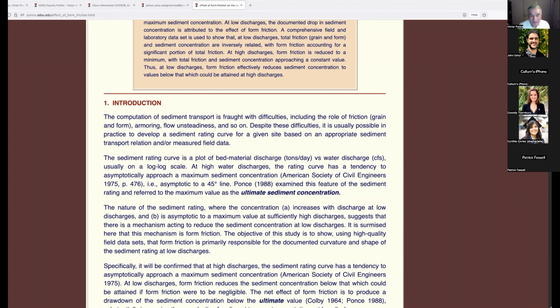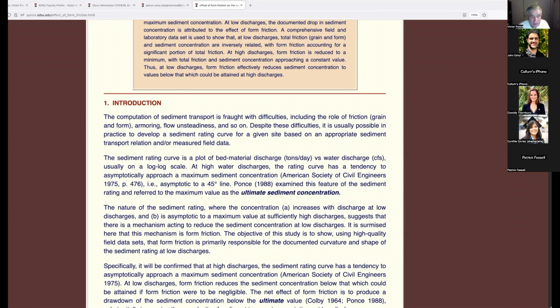You can have hysteresis in there, not just one curve or one loop of hysteresis. You could have an 8 in there, a hysteresis in the shape of a number 8 and so forth. But we usually don't look at that because it's too complex for us to analyze. And we usually consider the sediment rating curve as being one solid, unique curve. Okay, sediment rating curve: plot of bed material discharge in tons per day versus water discharge in CFS on a log-log scale. That's usually the case.